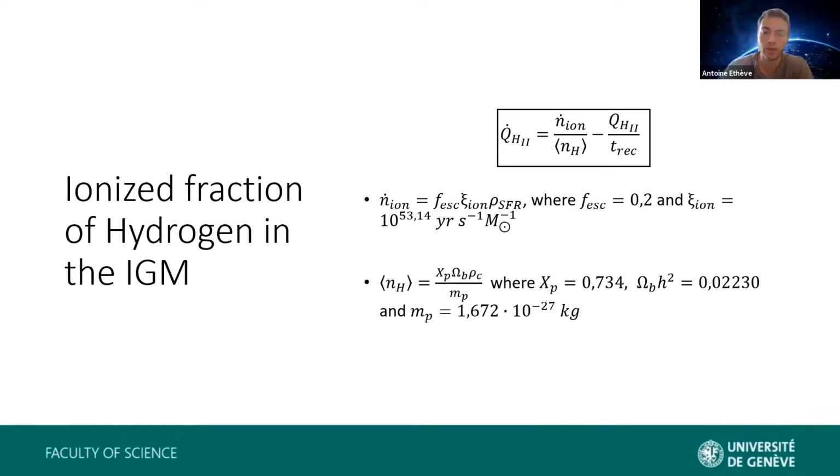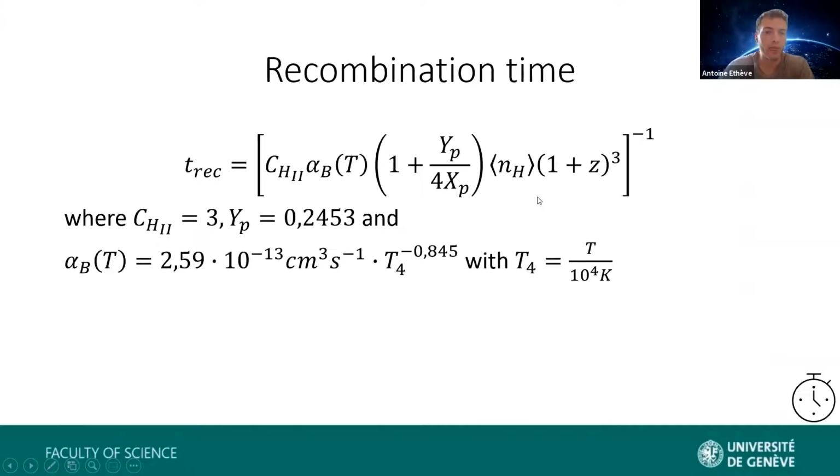The next quantity is the comoving hydrogen density. It is given by the product of the hydrogen mass fraction by the baryon density parameter and the critical density, all divided by the proton mass, so we have a number density. And finally, we have the recombination time, which is the time that it takes for an ionized hydrogen atom to become neutral again. It is given by this expression, where we have C, the clumping factor. We have the case B recombination coefficient, given by this equation, evaluated at a temperature of 20,000 kelvins. And the last parameter to define is the helium mass fraction.